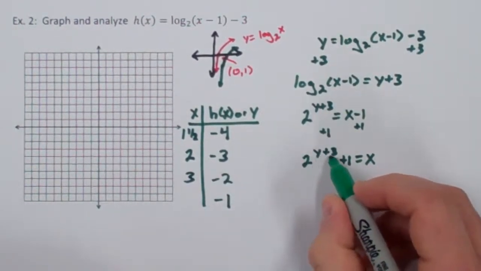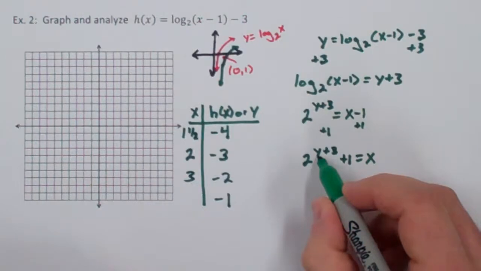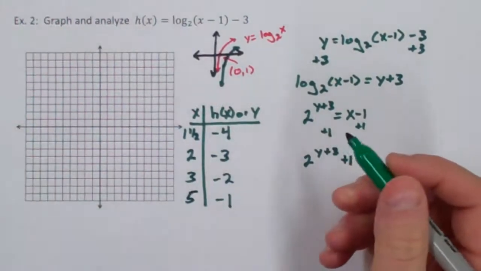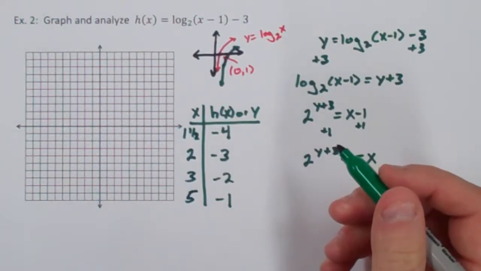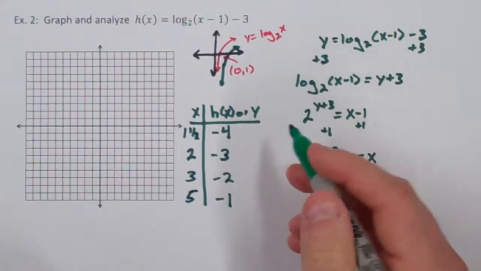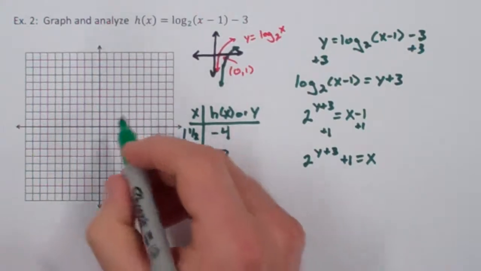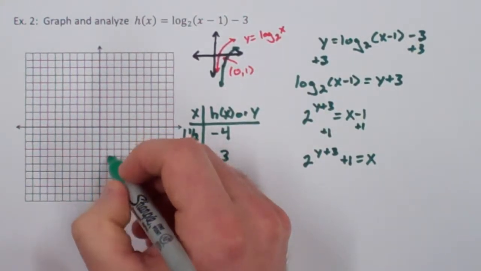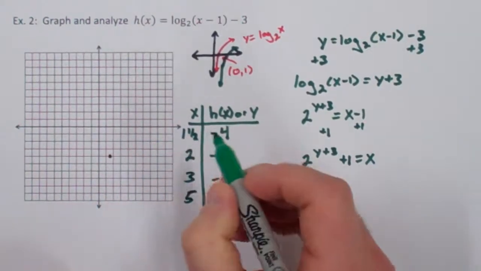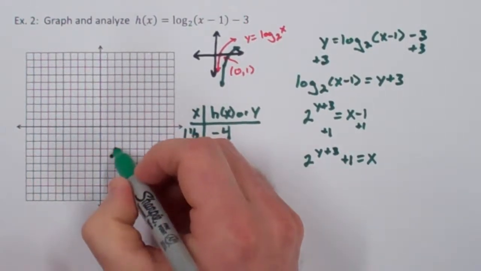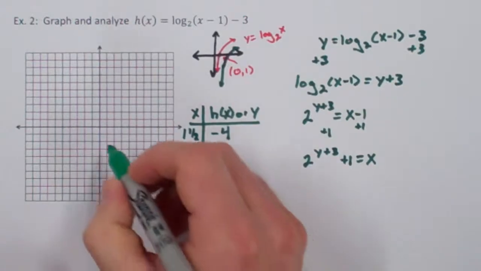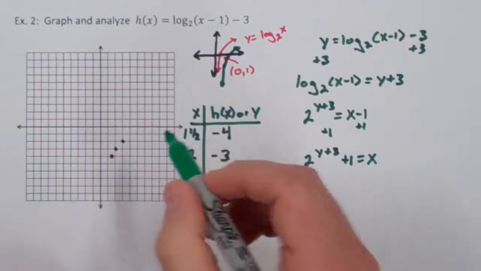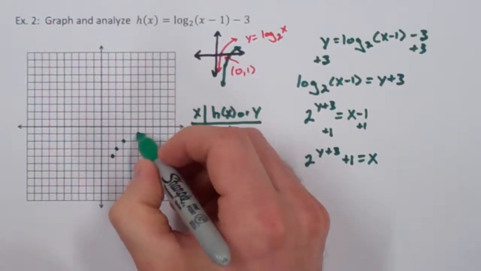-1 here for y, that would be 2 squared. 2 squared is 4, plus 1 is 5. So let's plot these and see if it looks something like we think it might. So we're going to go right 1.5 and down 4. And then 2, -3 would be here. 3, -2 would be this position, and this one is 5 and -1.